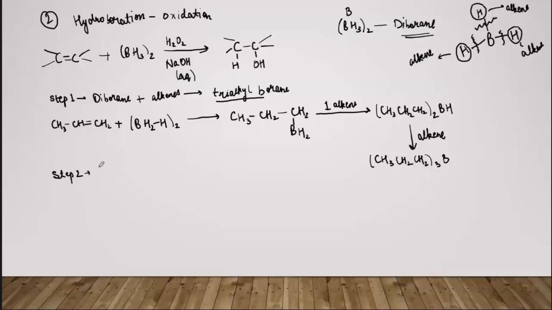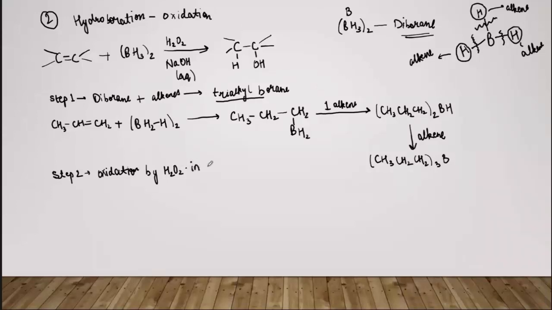Step number 2 says this trialkyl borane is oxidized. So this is the oxidation step. Oxidation by H2O2. You must be aware, or if you are not, this H2O2, that is hydrogen peroxide, is a very good oxidizing agent. It is used in a variety of reactions where you have to oxidize a reagent. If you want to oxidize any reagent in organic chemistry, you can simply use hydrogen peroxide and it will give you the result.